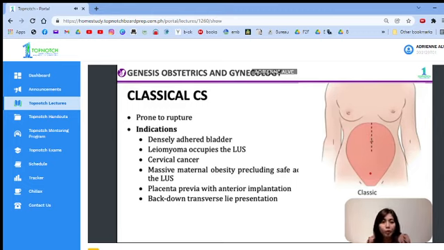So, obviously, mas madugo ito. Pero bakit namin ito ginagawa? Okay? Despite being bloodier, being more difficult, and being more prone to uterine rupture for subsequent pregnancy. So, we have certain indications for your classical CS delivery. So, one is densely adherent bladder.